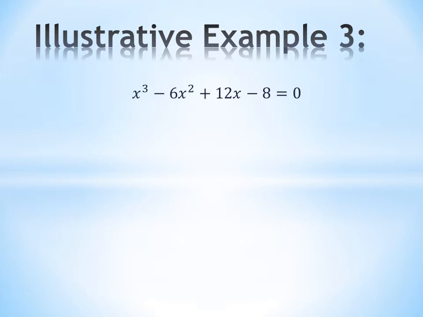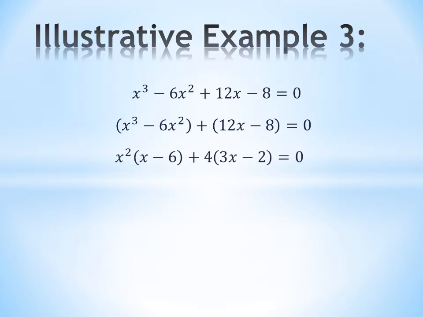So if we group x cubed minus 6x squared and 12x minus 8, we have the equation the quantity of x cubed minus 6x squared plus the quantity of 12x minus 8 equals 0. Factoring out the common factor for each group, we have x squared times x minus 6 plus 4 times 3x minus 2 equals 0.